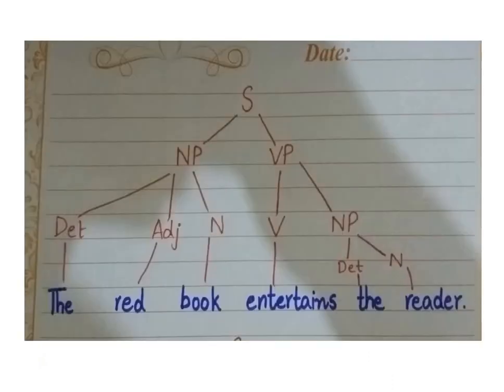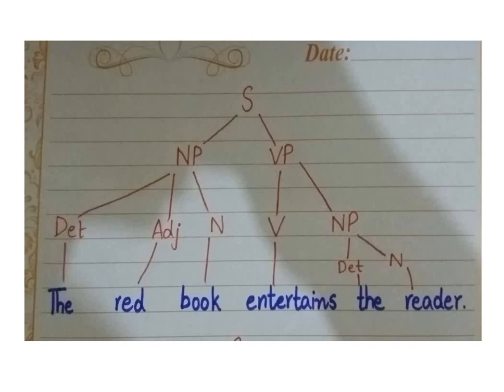The red book entertains the reader. Here "entertains" is a verb, "the red book" is the noun phrase, "entertains the reader" is the verb phrase. So again divide the sentence into noun phrase and verb phrase. Then the noun phrase is divided into determiner, adjective and a noun that are on the same level. Then a verb phrase is divided into a verb, and then "the reader" is a noun phrase, that are on the same level. Then the noun phrase further contains constituents. What constituents? The determiner and the noun. Then again these are on the lower level.